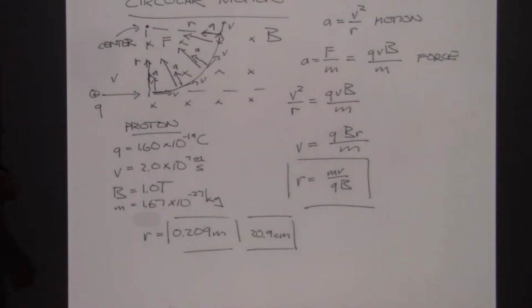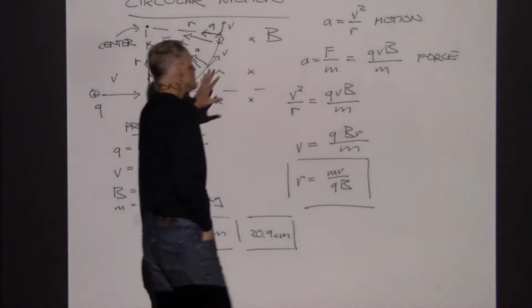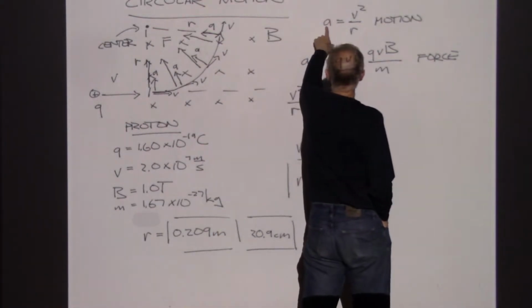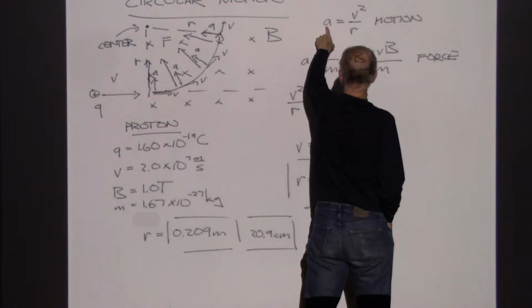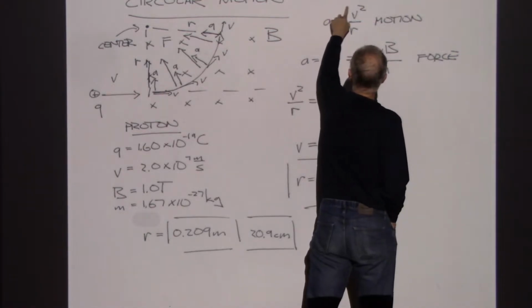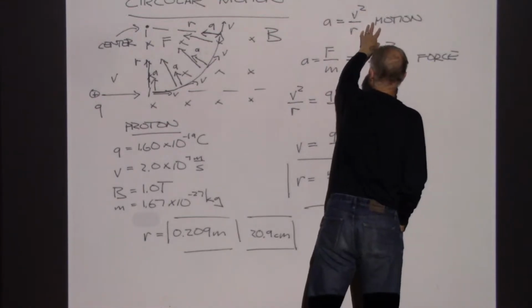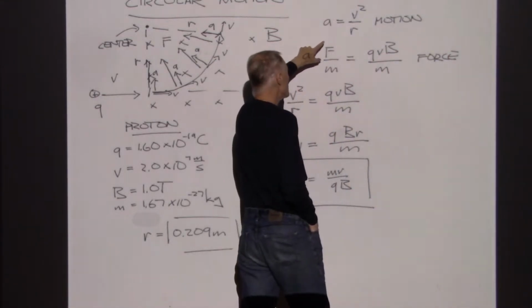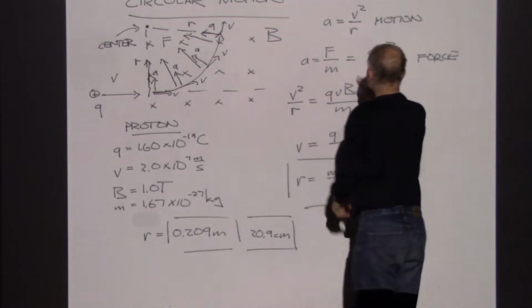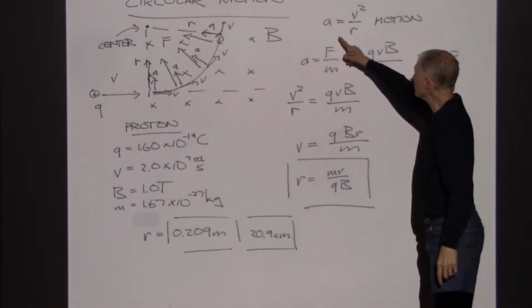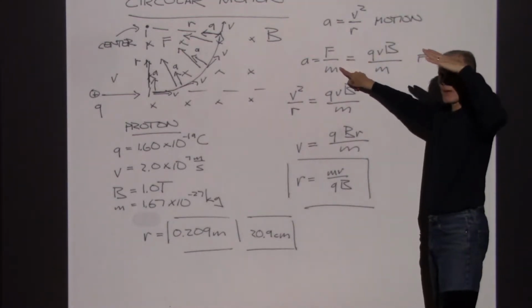Let's put some numbers in and see what we get. So whether it's positive or negative, what we can say is that we're going to end up in circular motion. The acceleration is given by v squared over r. That's an equation of motion. And then the acceleration will be due to a force, and we can calculate the acceleration by finding the force and dividing by the mass.